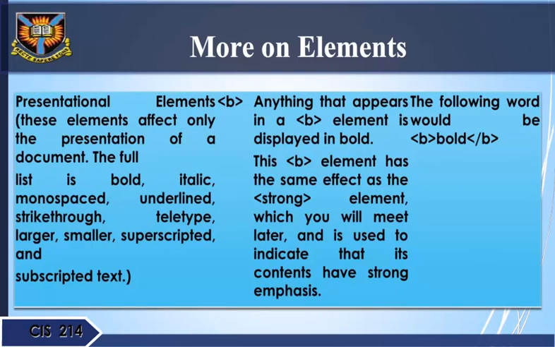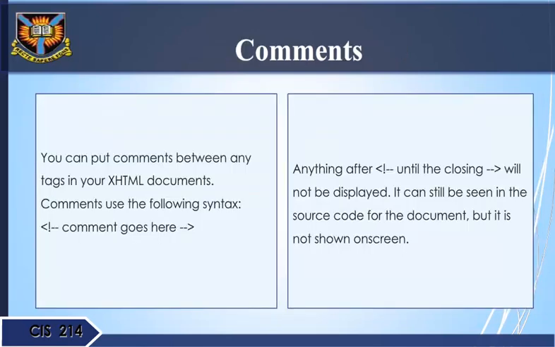Presentational elements. These elements affect only the presentation of a document. The full list is bold, italic, monospaced, underline, strikethrough, teletype, larger, smaller, superscripted, and subscripted text. Anything that appears between the opening and closing B tags would be displayed in bold. This B element has the same effect as a strong element, which you will meet later, and is used to indicate that its content has strong emphasis.